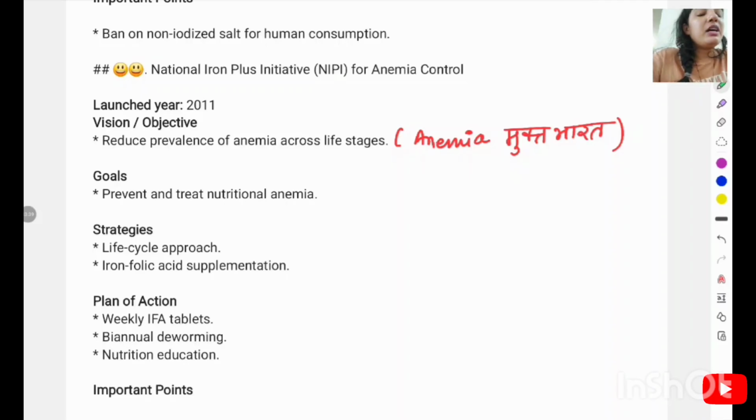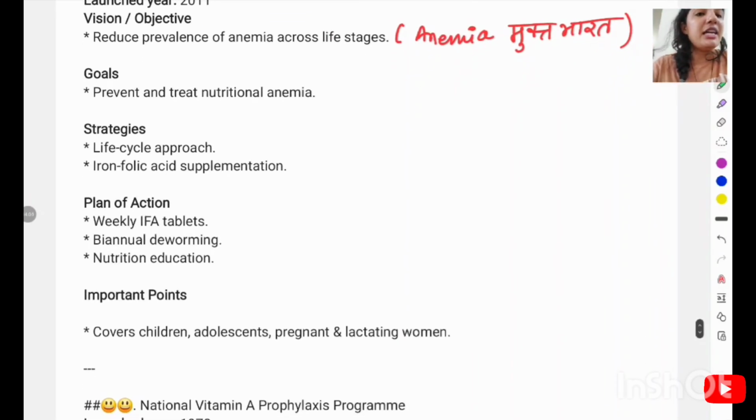Next program coming under the heading is the National Iron Plus Initiative for anemia control, because anemia is also one of the very prevalent diseases, and it is basically iron deficiency anemia. It was launched in 2011, and our vision is to reduce the prevalence of anemia across life stages, Anemia Mukt Bharat. Our goal is to prevent and treat anemia. Strategy is a life cycle approach, and iron folic acid supplementation is given especially to pregnant ladies and adolescents, both male and female, who are very prone to anemia.